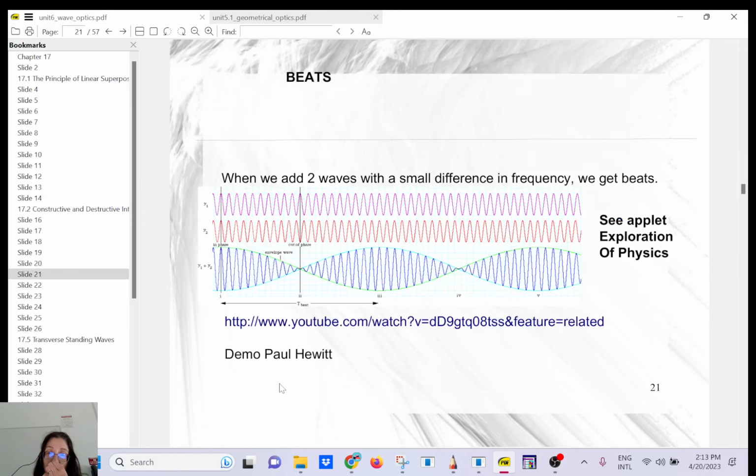And the last interesting thing about interference and applications, it's called the beats.